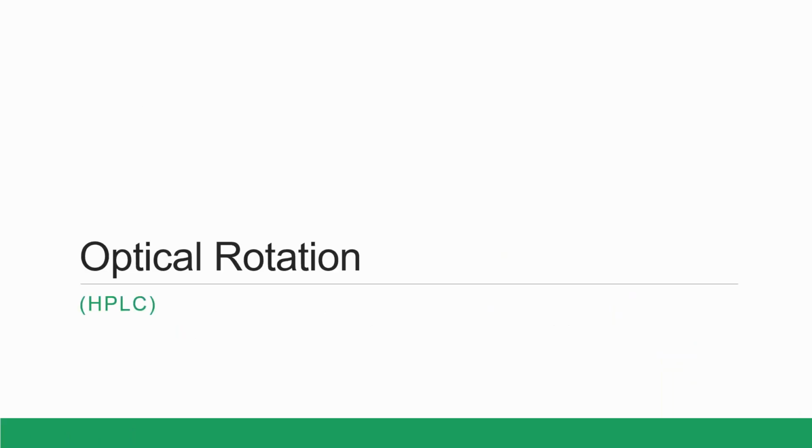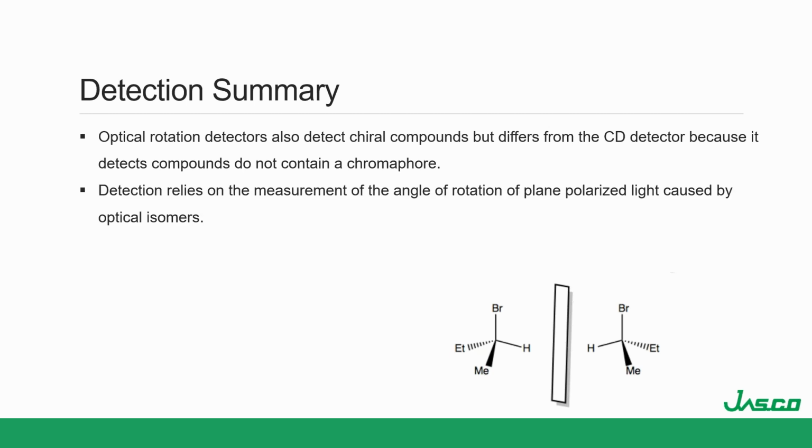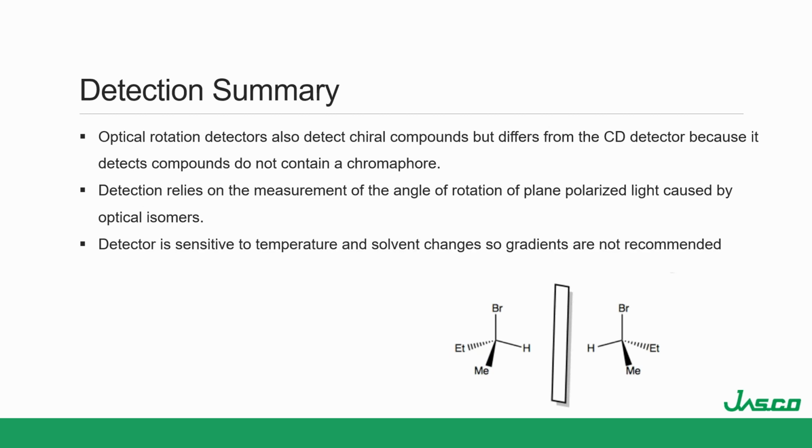Okay, next up is optical rotation. This is also just an HPLC detector, and it goes hand in hand with the two previous detectors, the CD detector and the RI. So the detection summary: optical rotation detectors also detect chiral compounds, very much like CD, but these particular compounds do not contain a chromophore. So the detection relies on the measurement of the angle of rotation of plane polarized light caused by optical isomers. The detector is sensitive to temperature and solvent changes, so just like RI, gradients are not recommended.